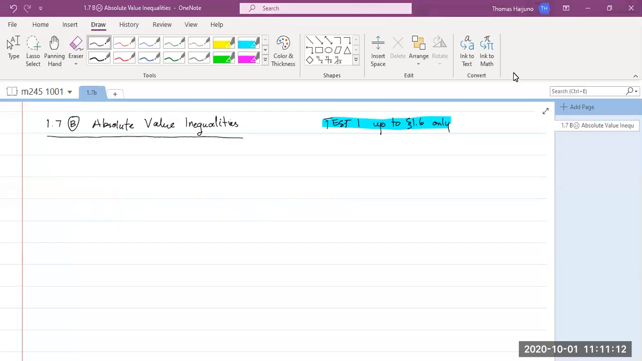Test 1 will be next week, which is October the 8th. October the 8th. I will remind you again, of course, on Tuesday. But the test 1, last time I said it maybe goes up to 1.7. And then when I check my spring 19 test 1, it's only up to 1.6. So yes, it's not including inequalities, up to equations only.